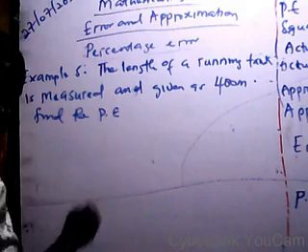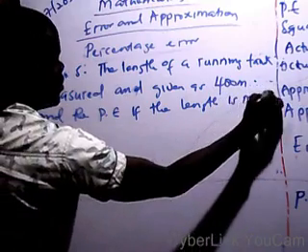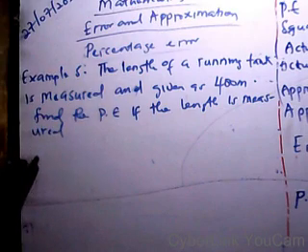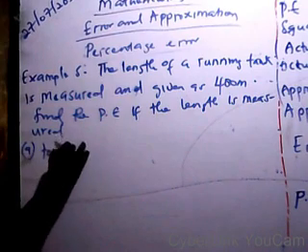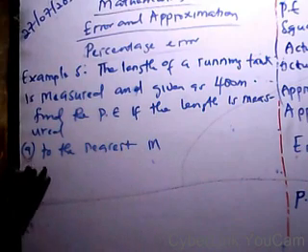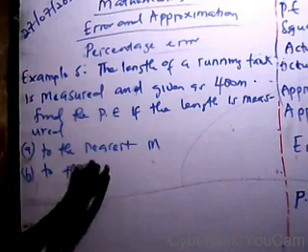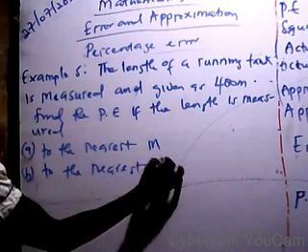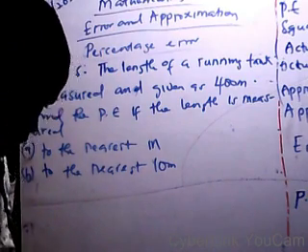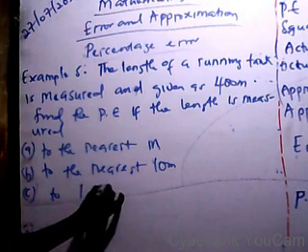Find the percentage error if the length is measured: A, to the nearest meter; B, to the nearest 10 meter; then C, to one significant figure.